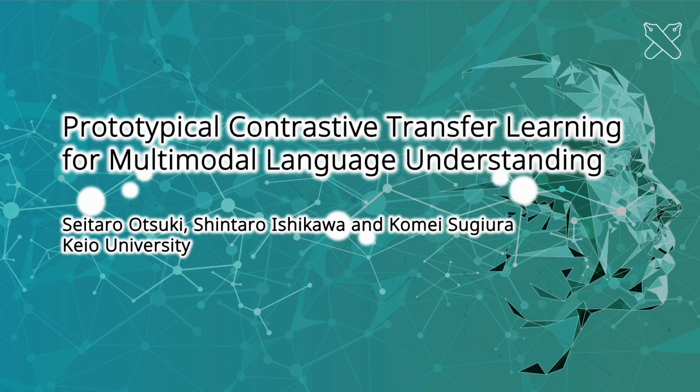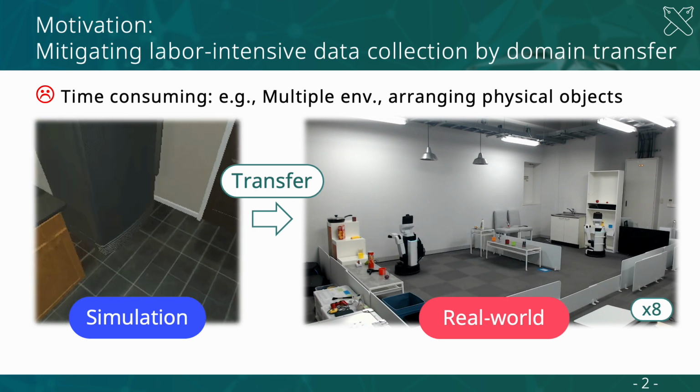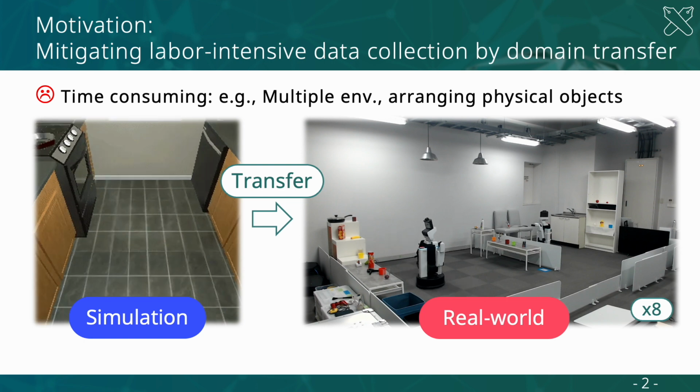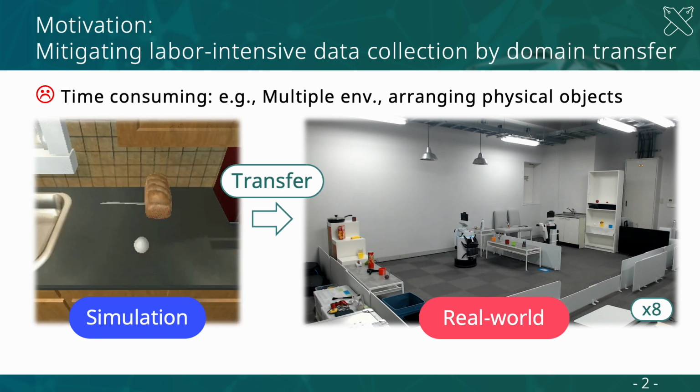In this video, we present our research, Prototypical Contrastive Transfer Learning for Multimodal Language Understanding. Domestic service robots are one of the solutions for the increasing need for everyday assistance in our aging society. However, training such robots is very labor-intensive as it requires the collection of datasets from real-world environments.